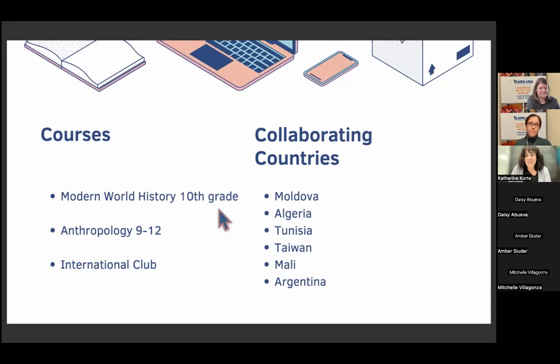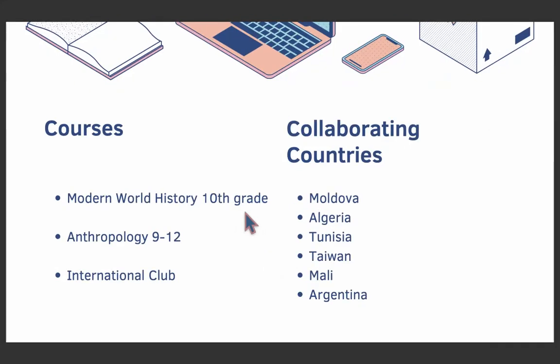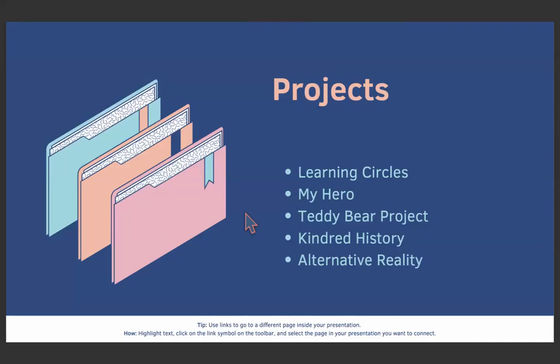So Modern World History is a core content area. It's a required class. Anthropology is an elective class. And of course, a club is something kids volunteer for. So I've used it in many different kinds of content areas. Collaborating countries, we've worked with students and teachers in Moldova, Algeria, Tunisia, Taiwan, Mali, Argentina, just to name a handful. And the kids always get very excited to work with their peers from other countries. Projects that I've worked with the learning circles, and I would highly, highly recommend them because they are so structured.